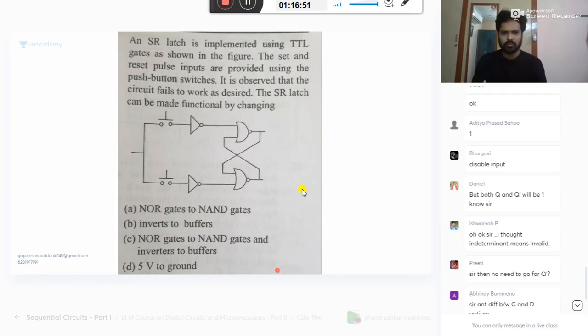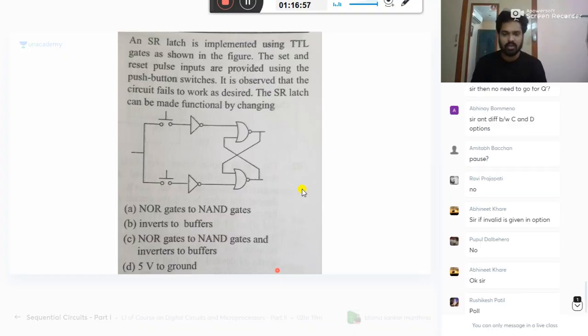You want me to zoom? I don't think it is required. The SR latch is made using TTL gates and all. One minute, one minute. In the question, a printing mistake is there. It is a part of the question. Now read.